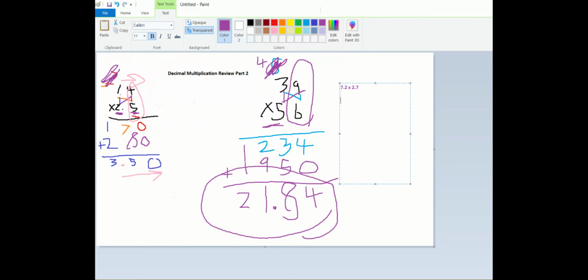For some additional practice, you can do 7.2 times 2.7. You can do 6.9 times 3.4. And you can do 4.2 times 0.7.